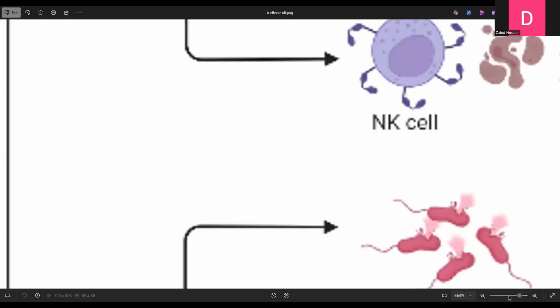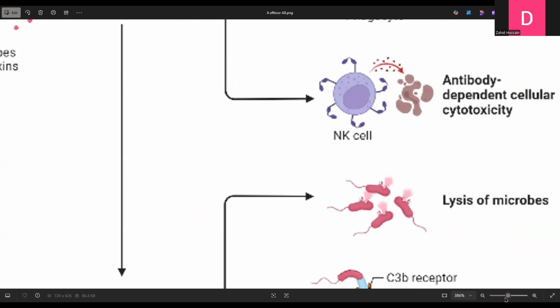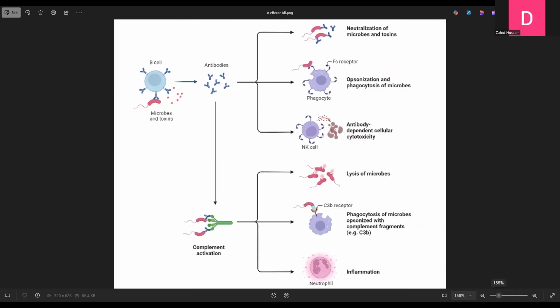So, today we have to discuss these effector functions of antibodies: how these antibodies will work, how these antibodies will perform their function. The basic purpose of the antibodies is that they will coordinate and inform other components of the immune system about the entry of that foreign substance or antigen or microbe or bacteria or virus.